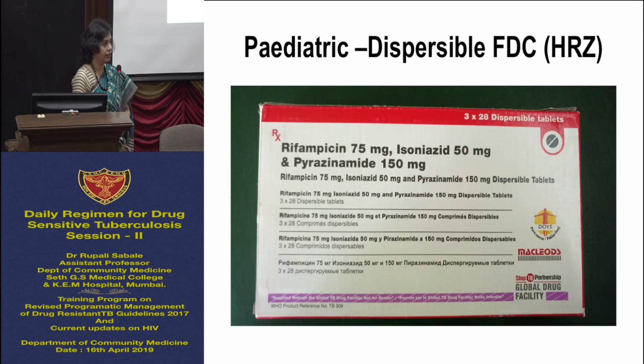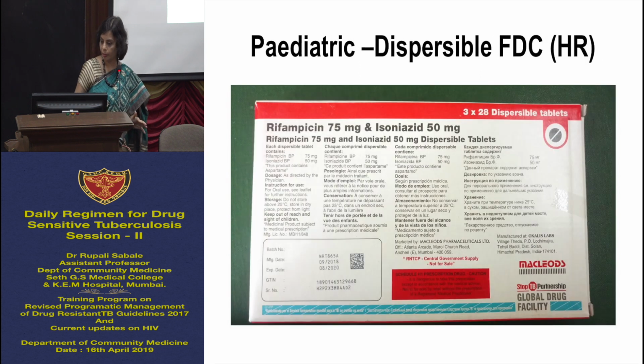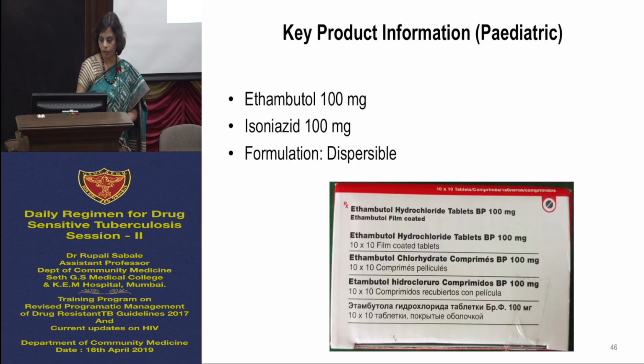Talking about the pediatrics, the FDC which is available is this. It is HRZ. So which is missing in this? Ethambutol. So remember in pediatrics, ethambutol comes as a single drug. It does not come in the combination under RNTCP. Another FDC which is available is HR for continuation phase. So as I said, ethambutol single drug or isoniazid is also available, and they are all dispersible tablets and in a flavored form.